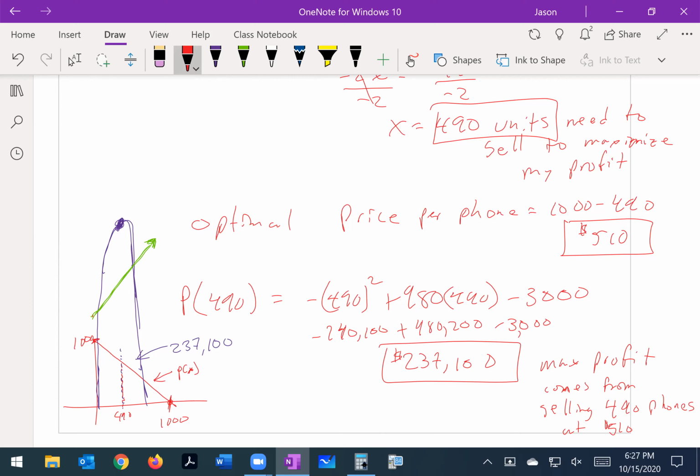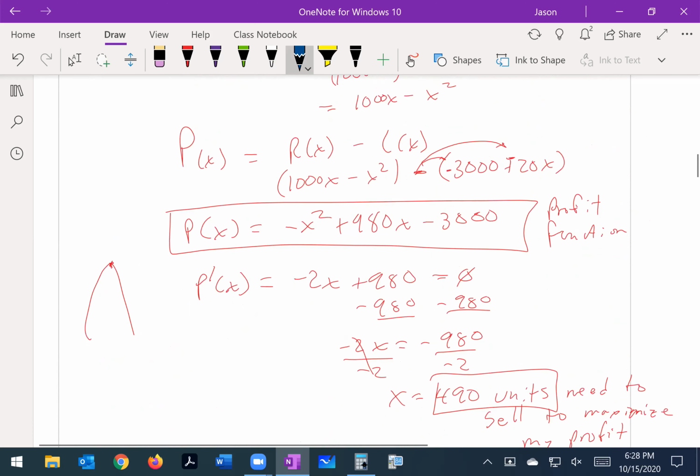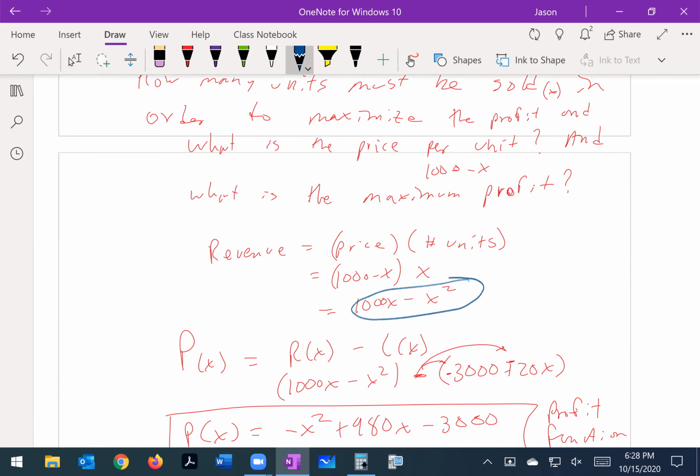If I wanted to talk about the revenue function, it would be P of X times X. That's the revenue function, which is R of X. We'll put that in a different color too. I'm running out of colors, but R of X is equal to X times P of X, right? And the revenue function would be this function up here.